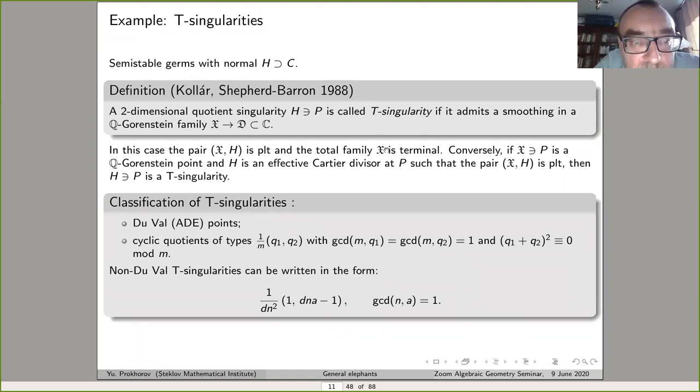They are the cyclic quotients of type 1 over n (1, q1, q2) such that q1 plus q2 squared is zero modulo n. It is easy to see that non-dual T singularities can be written in a form like this. So I have completely described them, and of course I'm not going to speak about this, but there are descriptions of the minimal resolutions, a very easy, nice description of the minimal resolution of T singularities.